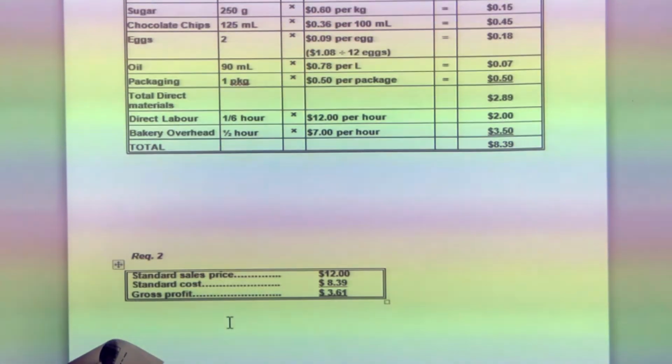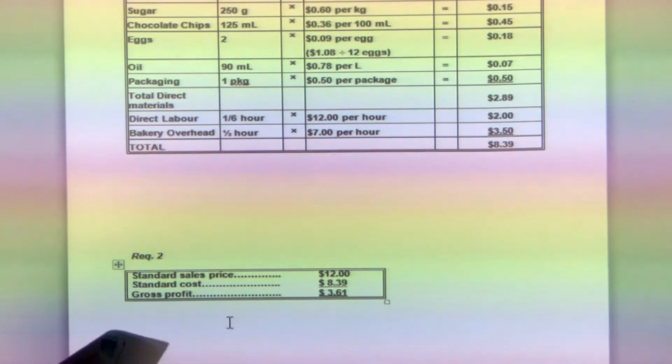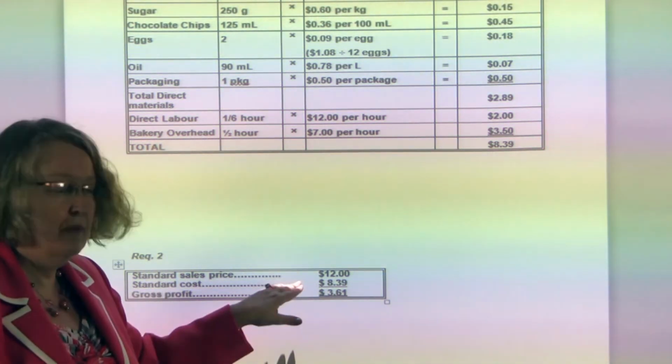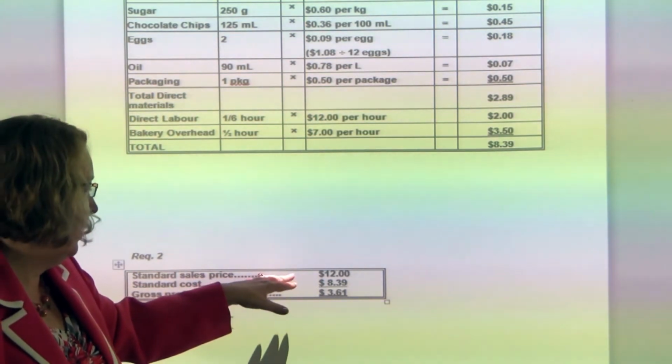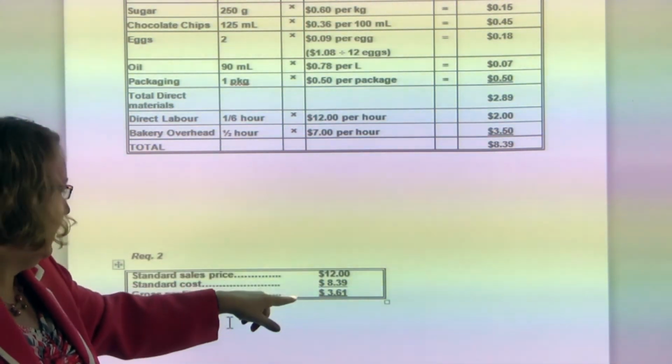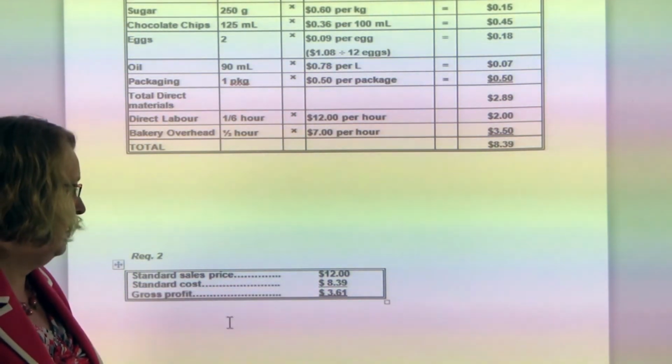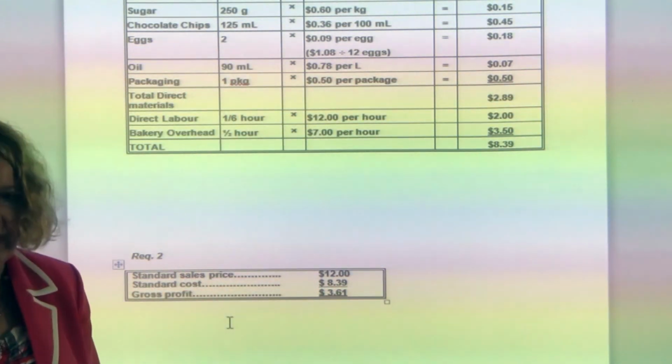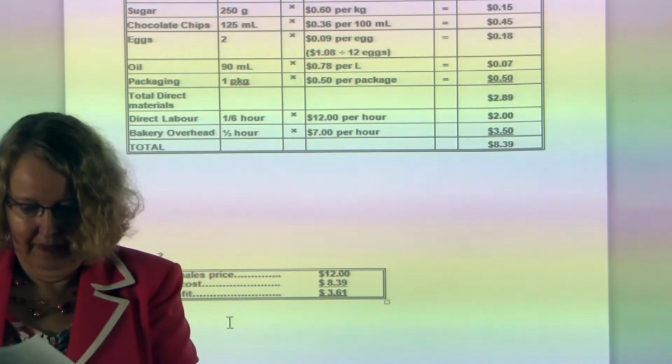So your gross profit is going to be your selling price, and you're given the selling price in the chapter or in the problem of $12. The standard cost, we just calculated $8.39, so your gross profit here is $3.61 per unit.